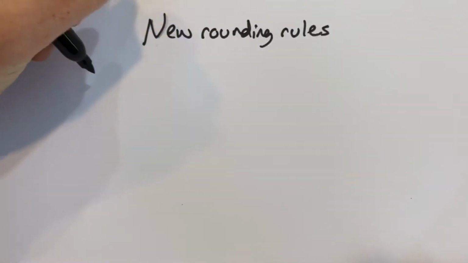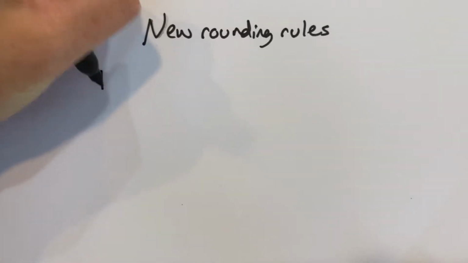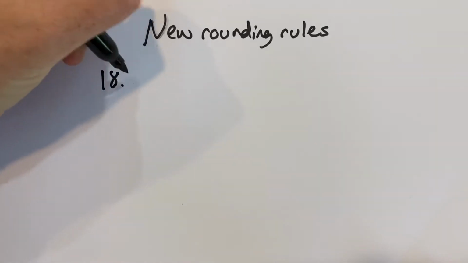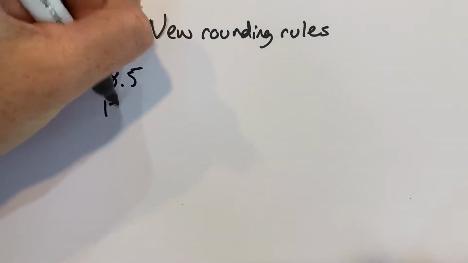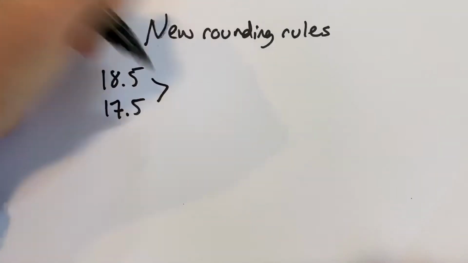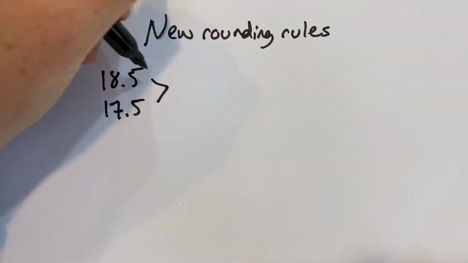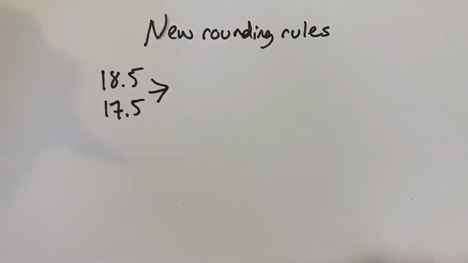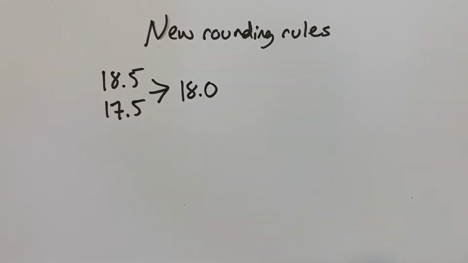Previously, if we had, for example, 18.5 and 17.5, and we took an average of those two, this is not meant to be greater than, it's just pointing in this direction. We took an average of those two, we get an average of 18.0, right?